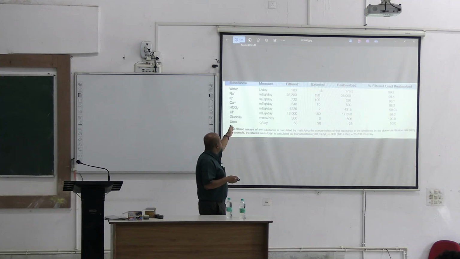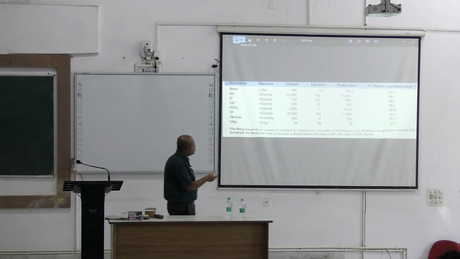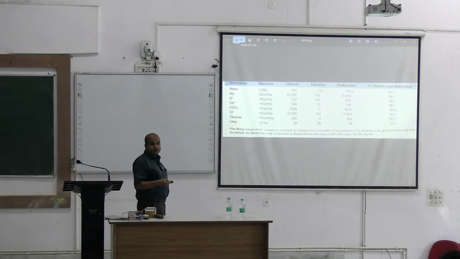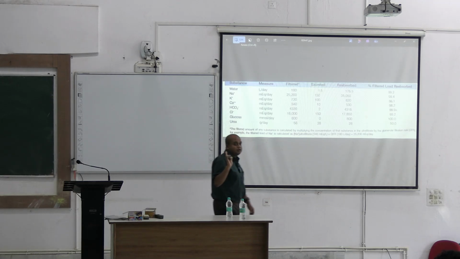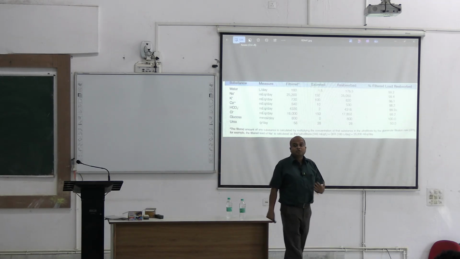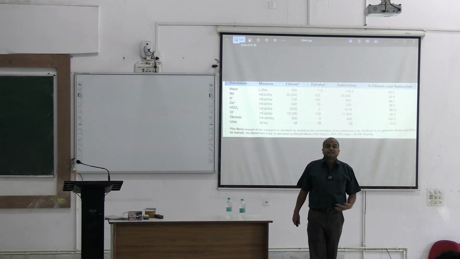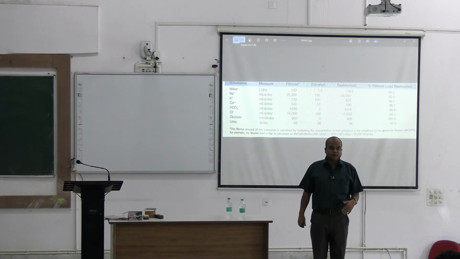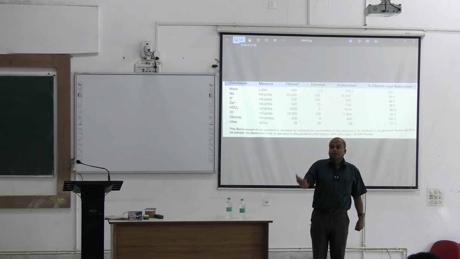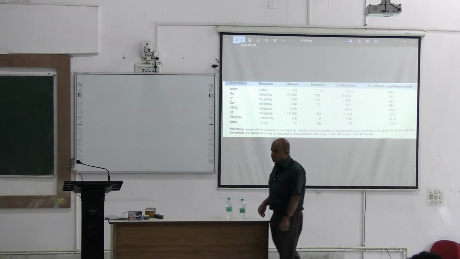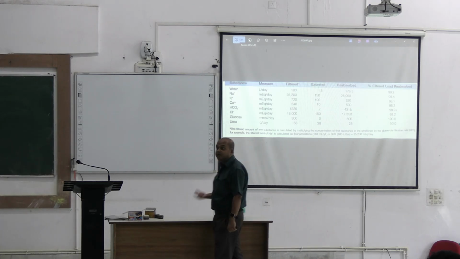So mostly water is filtered, and the percentage of the filtered load reabsorbed is high for most substances except urea. Urea 50% is reabsorbed, 50% is going out, and it contributes almost 600 milliosmoles per liter of urine. A single substance which contributes this much. What is the highest concentration of urine which can be achieved in the human body?